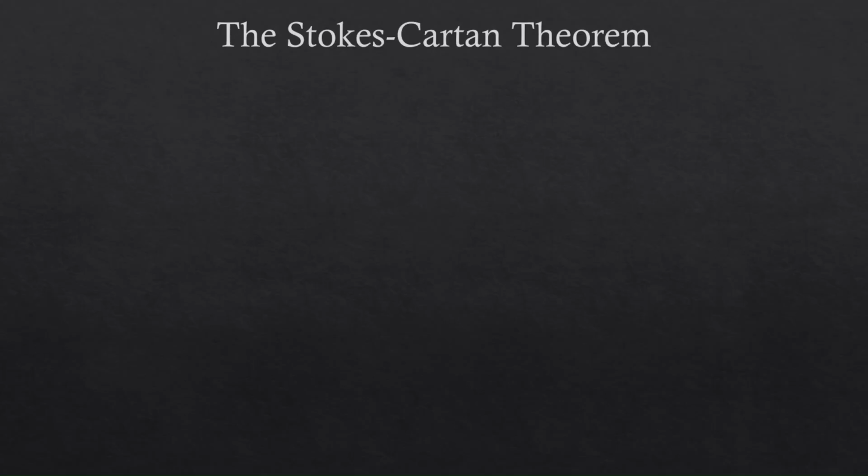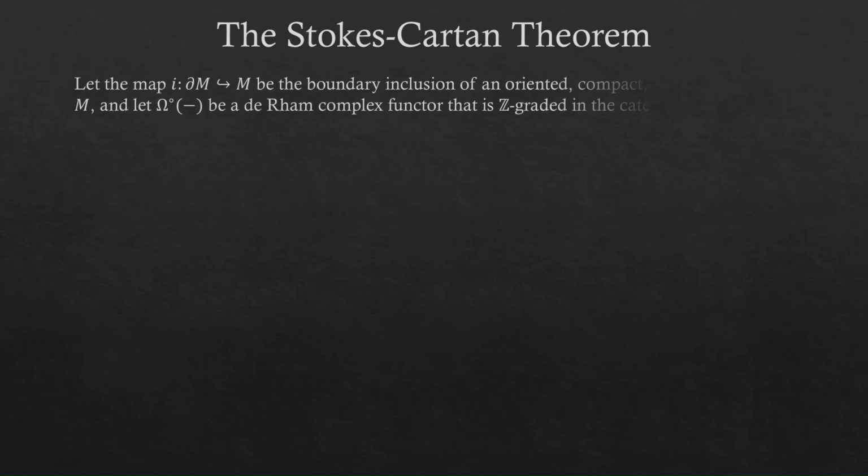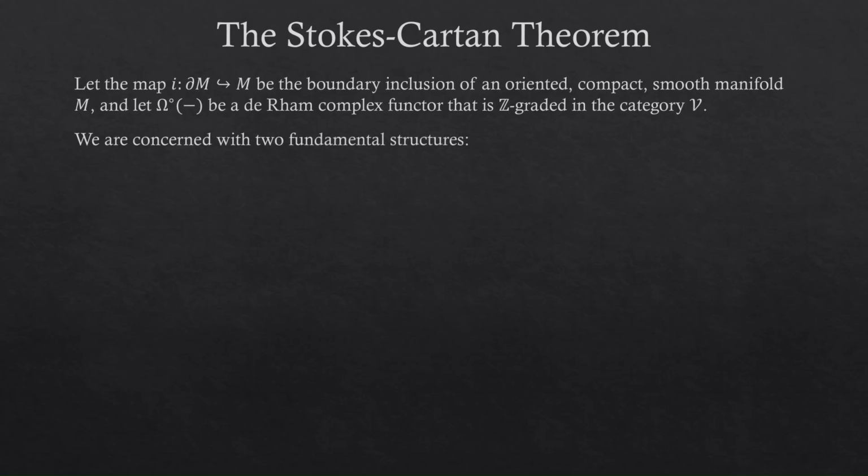Now let's consider the Stokes-Cartan theorem in this more general language. So we let the map I, which maps us from the boundary of M back into M, be the boundary inclusion of an oriented, compact, smooth manifold M, and let the cochain complex of omega be a de Rham complex functor that is a Z-graded functor in the category V, which is, in this case, the category of real vector spaces. We are concerned with two fundamental structures here. One, a push forward of chains given to us by the integration over the manifold, which we can represent as a coend that maps us from the space of differential n-forms on the manifold to the real numbers.